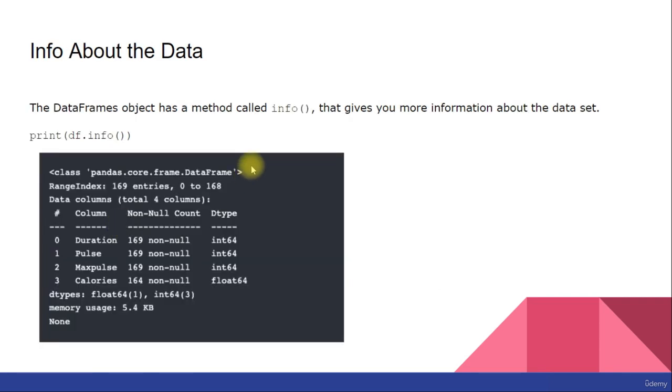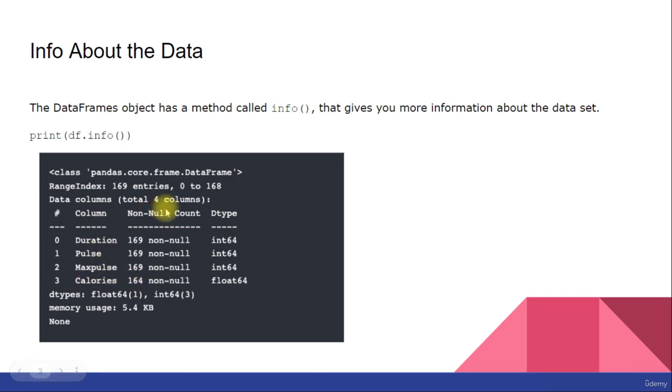Moving on, the next thing we are interested in is the info about the data. The data frame object has a method called .info that gives you information about the data set. For example, you can call df.info, and this will return the basic information about the data set. Like, there are 169 entries for each of the columns and 164 for the calories.